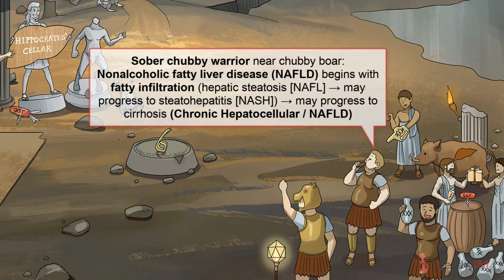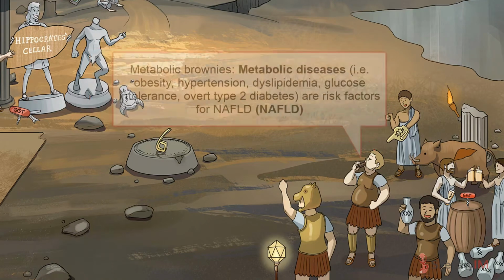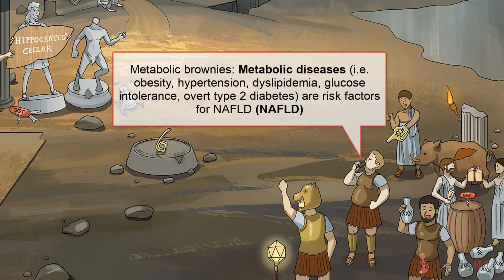So, then, what is responsible? The answer lies in this brave warrior's vice, those metabolic brownies. Patients with NAFLD typically have one or more components of metabolic syndrome. This includes obesity, hypertension, dyslipidemia, glucose intolerance, or overt type 2 diabetes. The pathophysiology is not completely understood, but insulin resistance plays an important role.